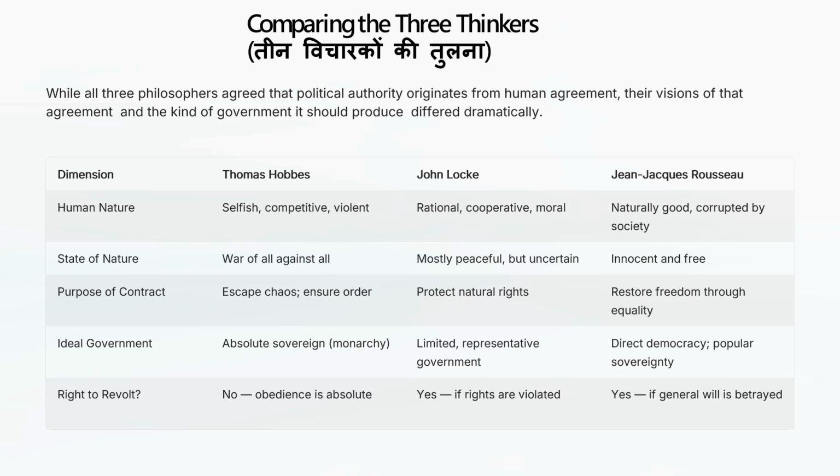The fourth dimension is the ideal government. According to Thomas Hobbes, the ideal government is absolute monarchy, whereas John Locke's ideal government is limited or representative government, and Rousseau's ideal government is direct democracy. And the fifth dimension: is there a right to revolt against the state or not? According to Hobbes, there is no right to revolt against a state because obedience is absolute. According to Locke, there is a right to revolt against the state if rights are violated. In Rousseau's concept, yes, there is also a right to revolt against the state if the general will is betrayed.